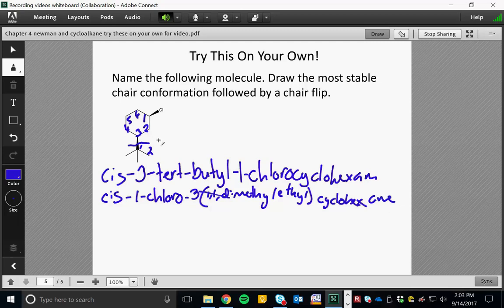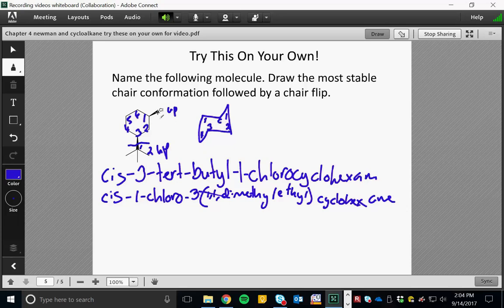Alright, so the next thing we need to do is figure out the chair. So remember, wedges always mean up, and depending on what carbon it is, an up position might be axial, it might be equatorial. So let's try it. I always start with my right-handed chair, and carbon number 1 is always the up point, and you number it clockwise. So that's carbon 1, 2, 3, 4, 5, 6.